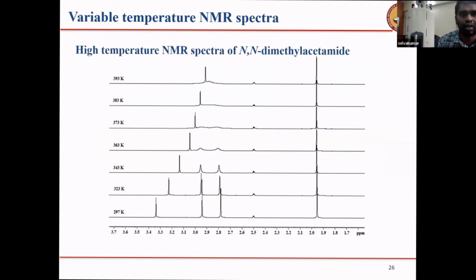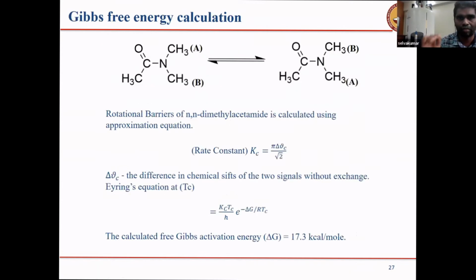See, this is the variable temperature, high temperature NMR spectrum of N,N-dimethylacetamide. At room temperature, we can see the 2 methyl groups. If you increase the temperature, they will merge. This is the coalescence temperature, 383, and as you keep increasing the temperature, it will merge and we will get a sharper signal. With this coalescence temperature, we can find out the Gibbs activation energy using the Eyring equation.